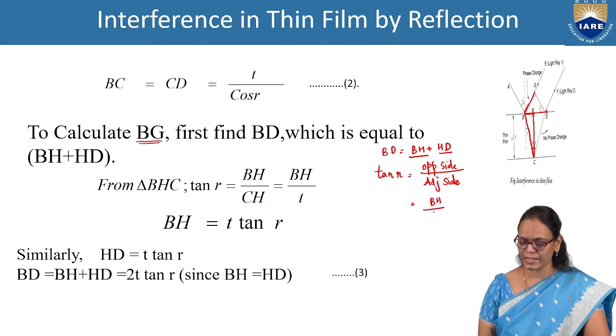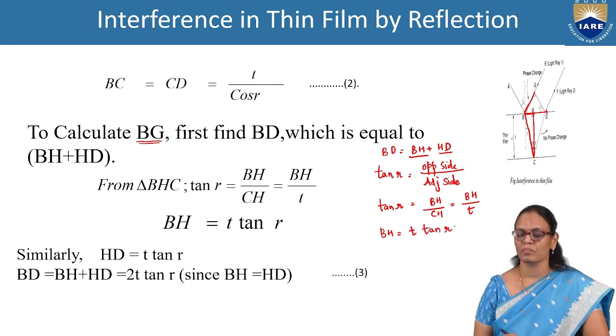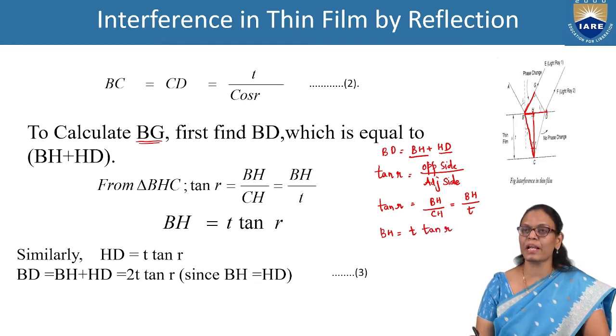And the side adjacent is CH, and we know CH is equal to t. So we can simply write BH is equal to t tan r. Now this value BH is equal to t tan r. So again from the symmetry of the figure we get HD is also equal to t tan r.